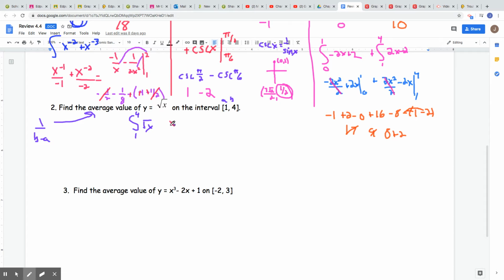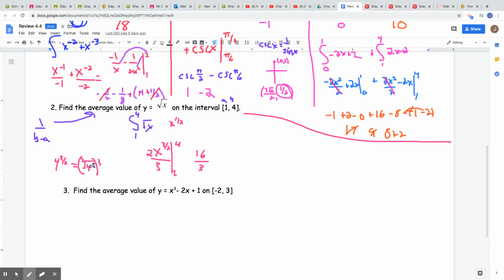So this is really x to the 1/2, right? So when I integrate, I get x to the 3/2. Do my reciprocal, so it's 2 over 3. I plug in 4, and I plug in 1. Now, what is 4 to the 3/2? That means the square root, well, I don't have to write the square, but I'll do it. The square root of 4, whatever that answer is, cubed. So the square root of 4 is 2. 2 cubed is 8. 8 times 2, 16. Over 3.